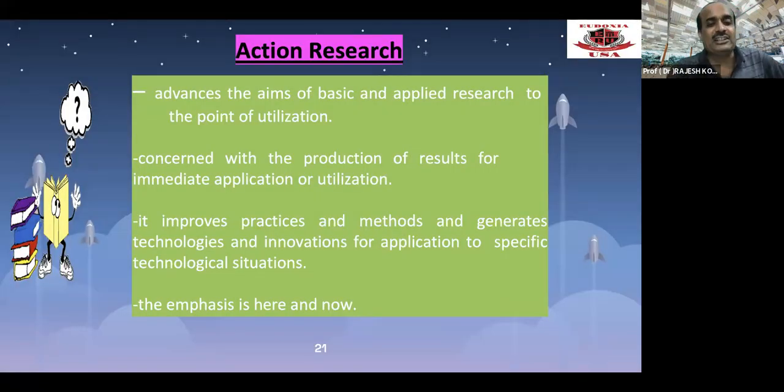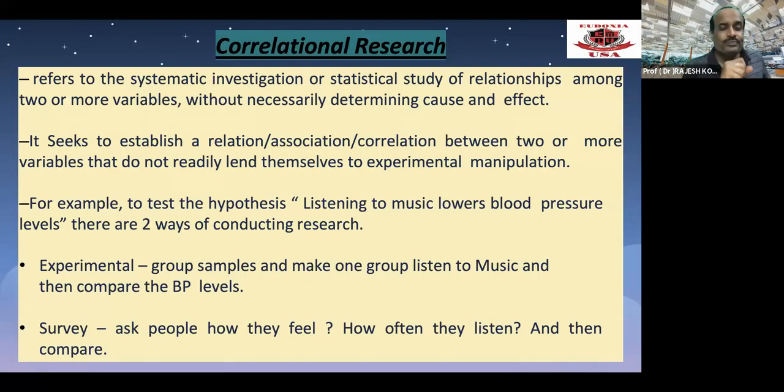Next one is action research. It advances the aims of basic and applied research to the point of utilization, to the pinpoint. It is concerned with the production of results for immediate application or utilization. It is the byproduct of basic research and applied research. It improves practices and methods and generates technologies and innovations for application to specific technological situations. It emphasizes here and now: I want to solve this problem immediately.